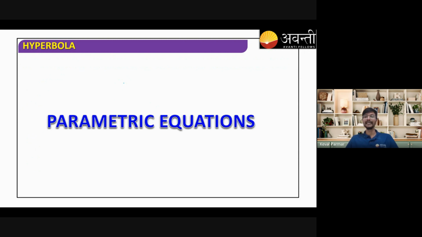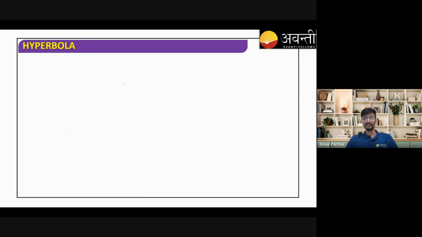Next are the parametric equations. Now, this is the most important part again. For the parabola, it was again a very important part. For the ellipse, we did the eccentric angle as the parameter. For the parabola, we did small t. And in the hyperbola also, we have the eccentric angle. So let's see what the equation looks like.